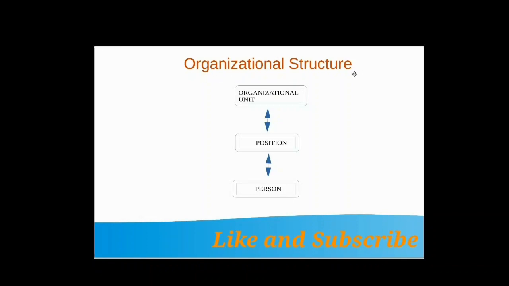So the organizational structure comprises of organizational unit, position, person. So these are the objects. For example, organizational unit can be a department, an accounts department or HR department. And there are positions. So the position can be account manager, executive, deputy manager. These are the positions. And the position is occupied by person. So this comprises of organizational structure.